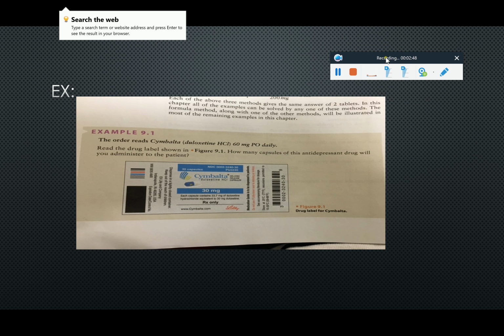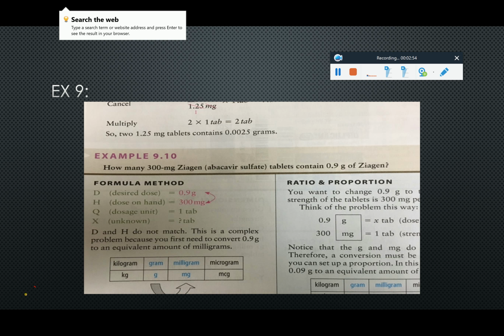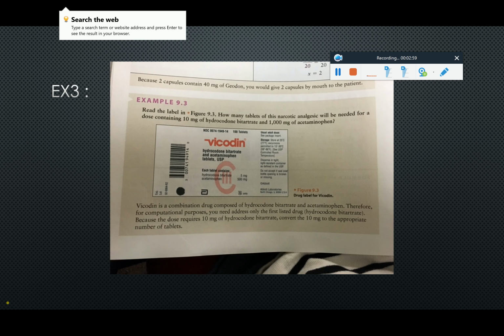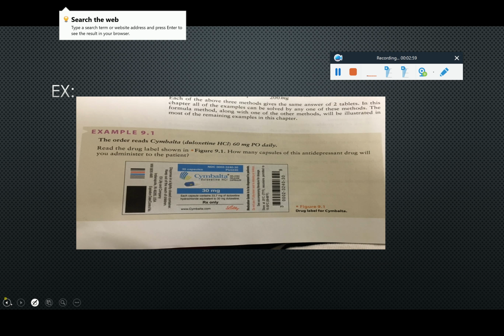All right, so here's the first example, and I want you guys to be able to pick out your desired dose and your dose on hand. Read the drug label shown in figure 9.1. How many capsules of this antidepressant drug will you administer to the patient? So you have 30 milligrams, and the order reads 60 milligrams PO daily.